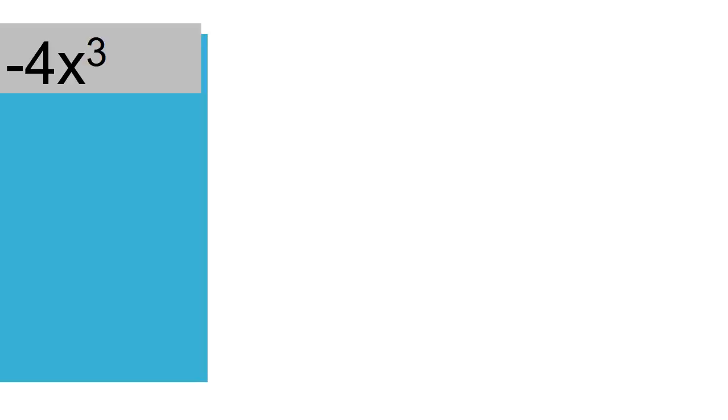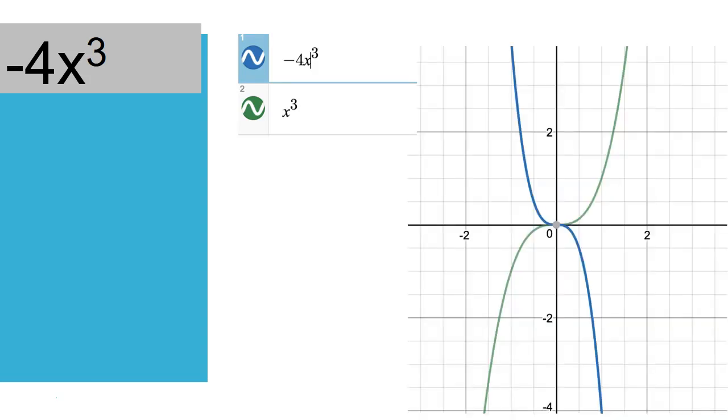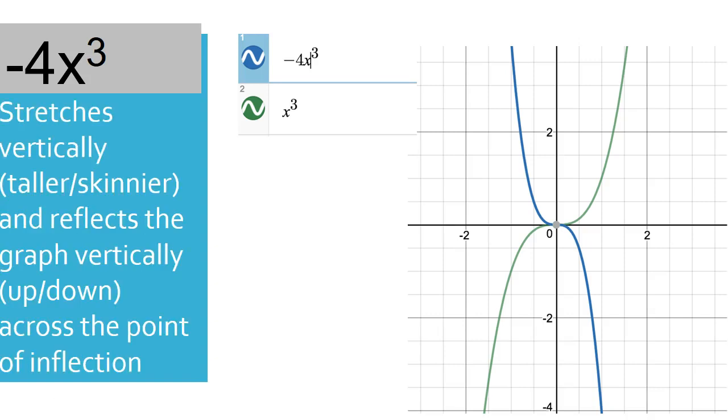Now, what do you think this graph would look like? We have -4. So A has a value of -4. What do you think is going to happen? Well, let's take a look at the graphs. Oh, the green graph is our parent function, and it looks like we did reflect it. We did a vertical reflection, and it got skinnier by a factor of 4.